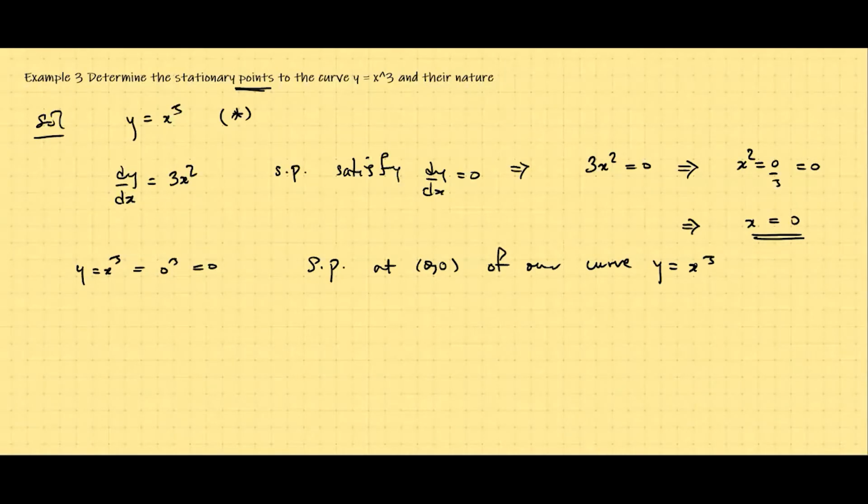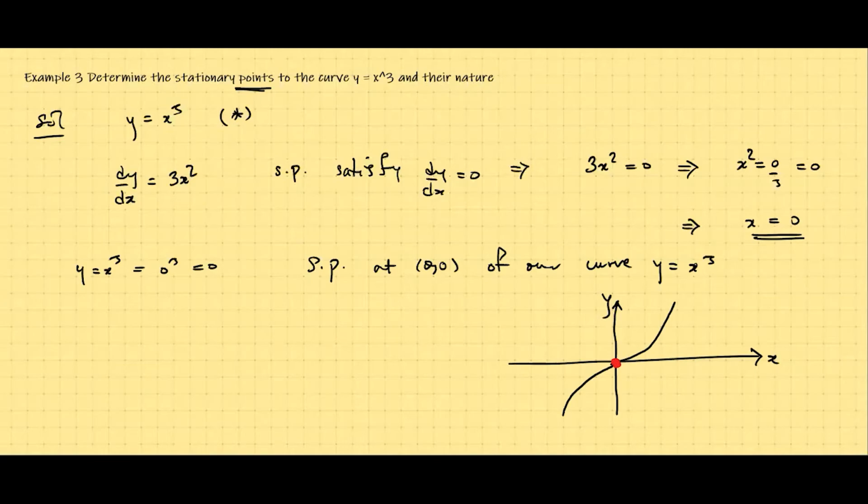And this shouldn't surprise us, because if we go back and look at the cubic, it's a very standard sort of curve which passes through the center. I'll stick to my convention of marking stationary points in red, where it passes through the center. So we know that there is going to be a stationary point there. Now let's determine its nature.